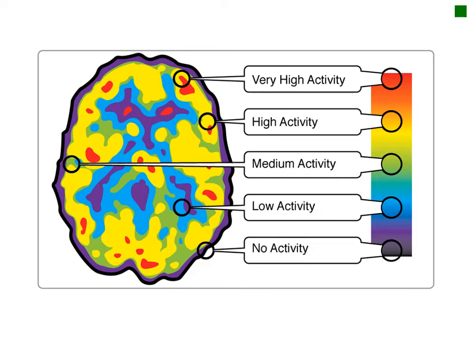So if you look here, any aspects of the PET scan that show red show a very high activity level within the brain. Orange to yellow shows high activity, green is then the neutral medium activity, and then we go further down into blue and purple showing low activity, and then black will show no activity at all.